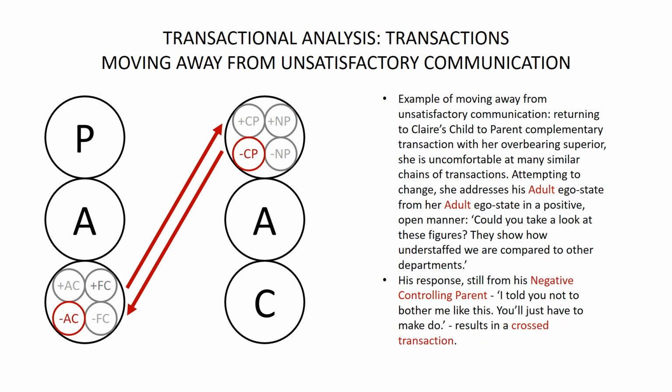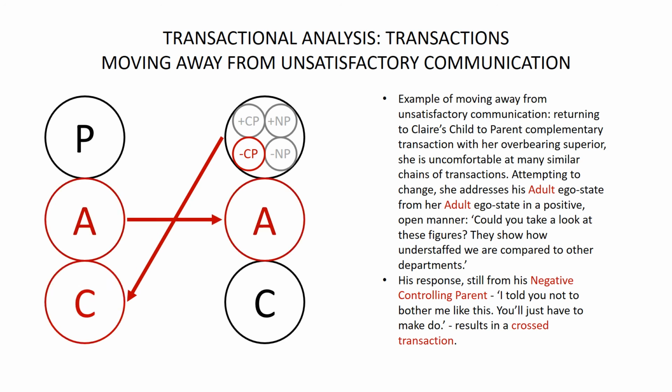To give an example of this, we may return to Claire's child-to-parent interaction with her overbearing superior. The recurring chain of similar complementary transactions with him makes her uncomfortable, so in an attempt to change this, she initiates contact from her adult ego state, saying, in a positive, open manner, "Could you take a look at these figures? They show how understaffed we are compared to other departments."